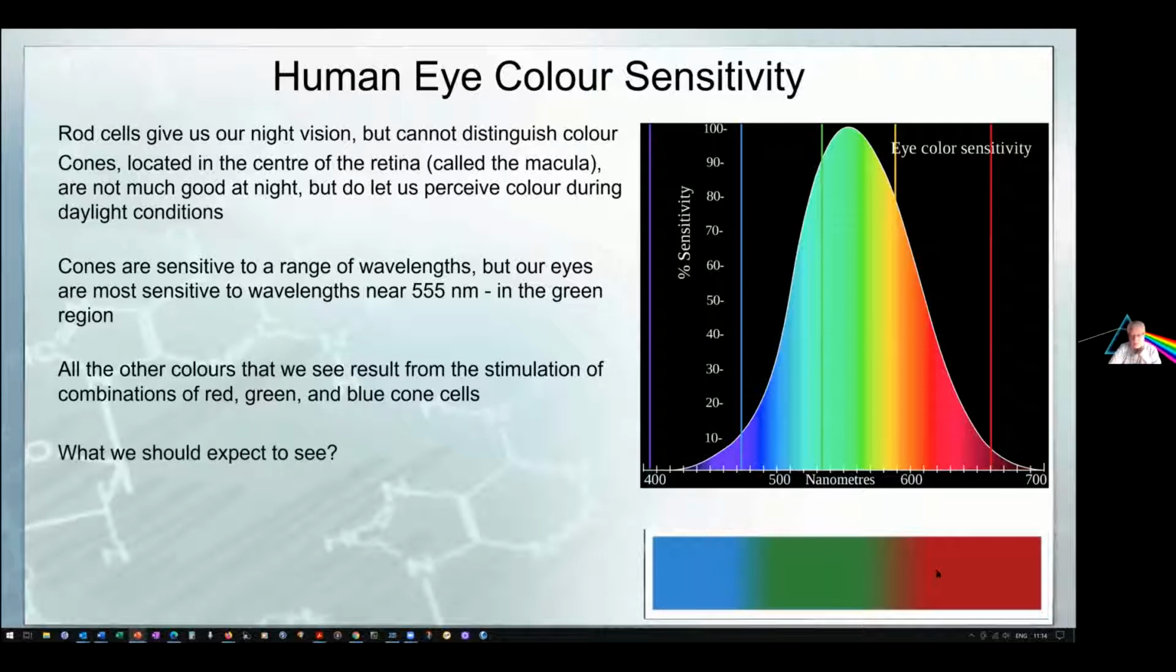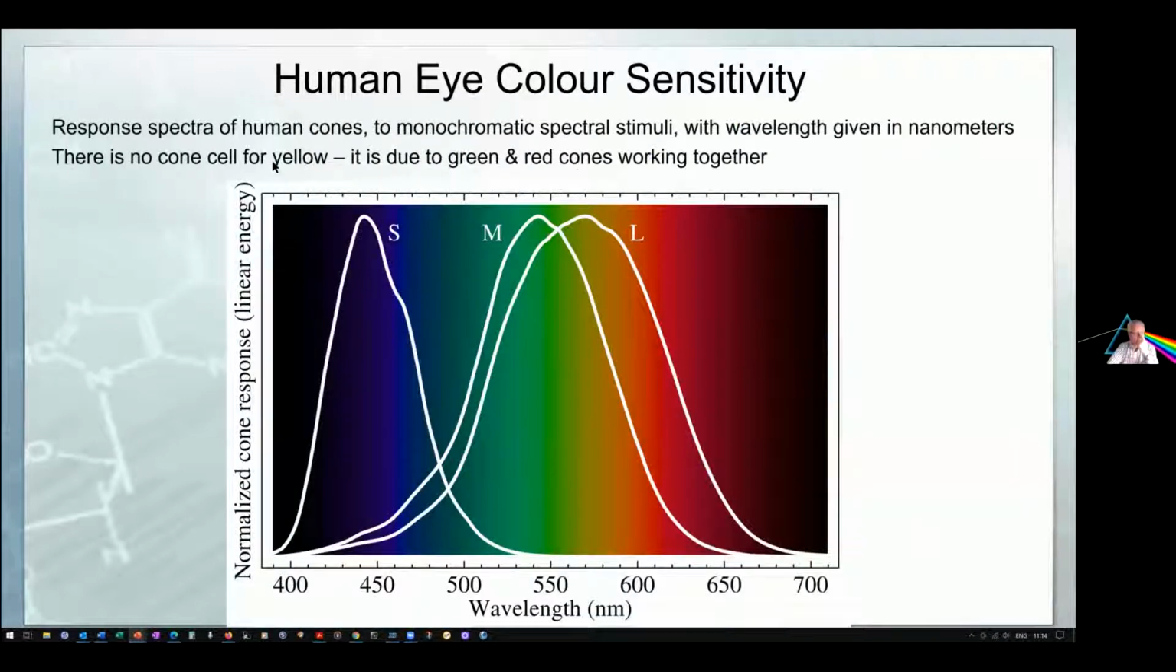Okay, this is probably what you would expect to see, but we don't. We see a very, very wide range because the cone cells are stimulated. There's overlap, as you'll see in a minute. So the response here is plotted. So the S cells are short wavelength cone cells. This is the response, and then you can see the medium ones and the long wave ones. And there's no cone cell for yellow. So that's brought about by a combination of the green and red cones working together.